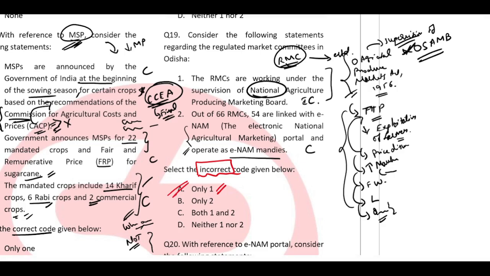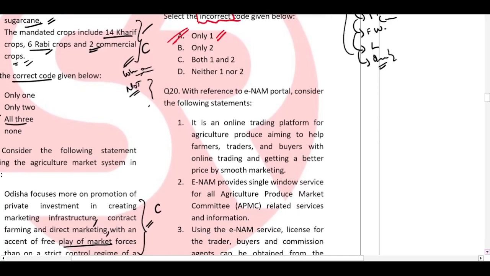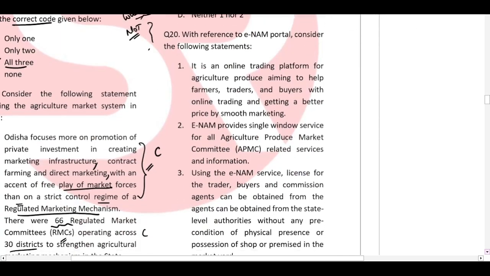Let's move on to the next question. With reference to the eNAM portal, consider the following statements. It is an online trading platform for agriculture produce, aiming to help the farmers, traders, buyers with online trading and better price through smooth marketing. So eNAM is an online portal by the government of India, which was made to connect all the agricultural APMC markets, the APMC mandis, so that the farmer can get better price discovery. Okay, so this statement is correct.